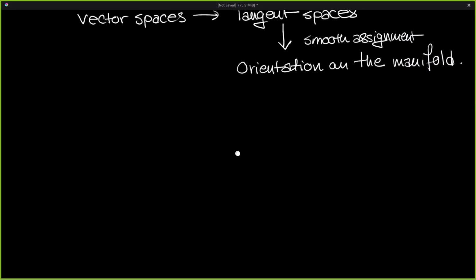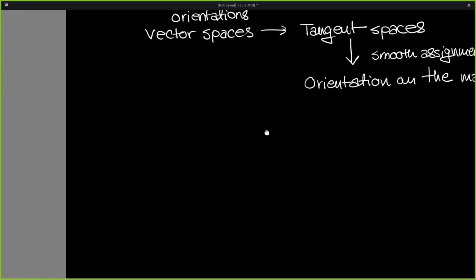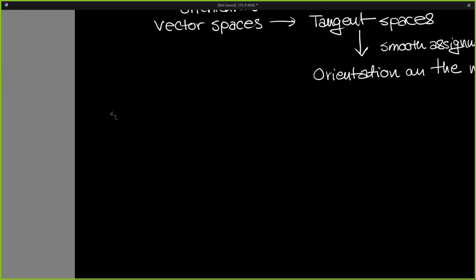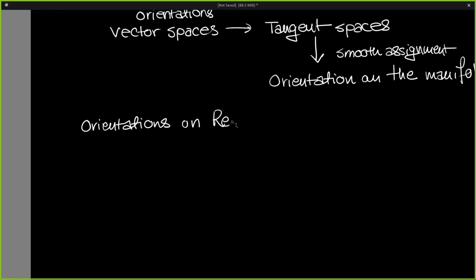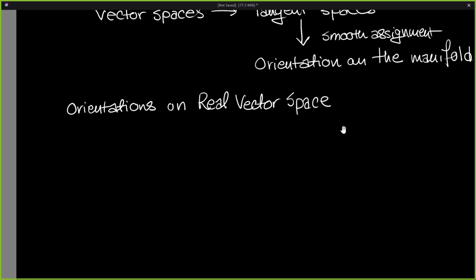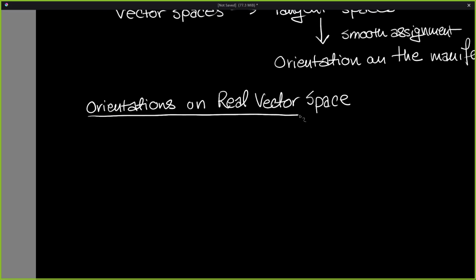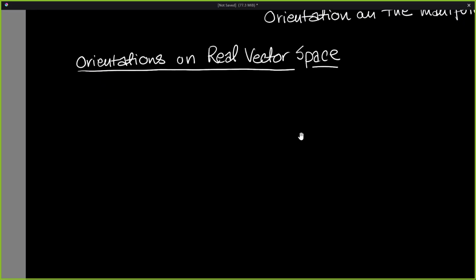Right. So first things first, let's define orientations on real vector spaces. And then we're going to use the fact that a complex vector space is a twice-dimensional real vector space in order to extend this to the complex regime. So let's start with that.